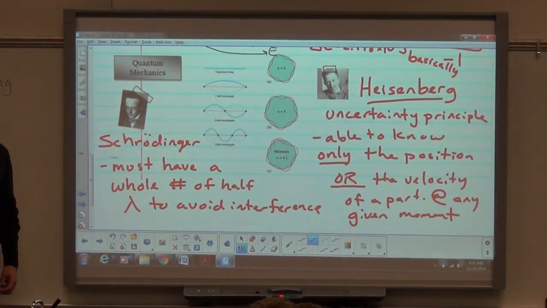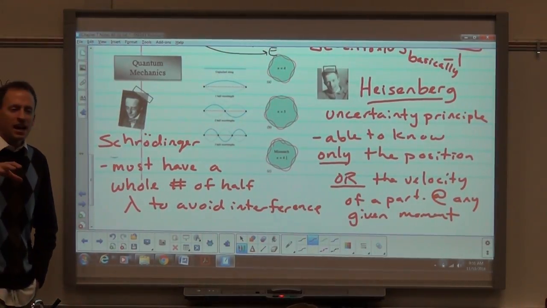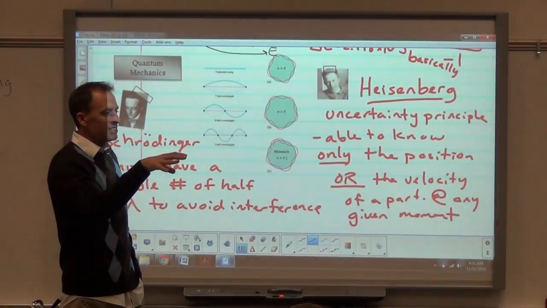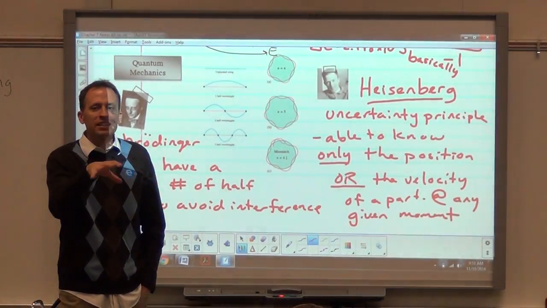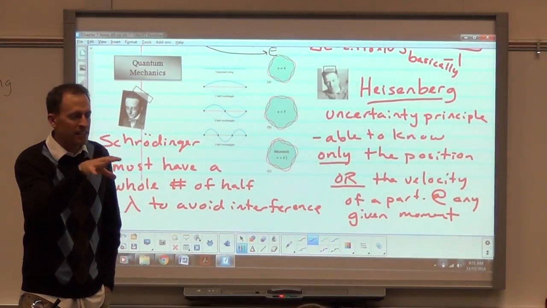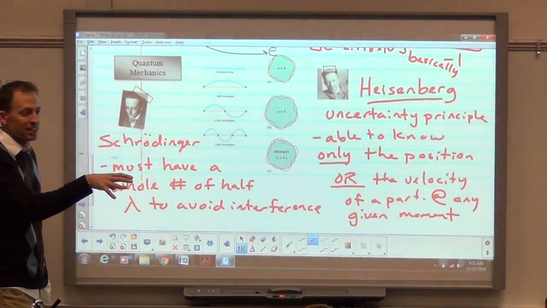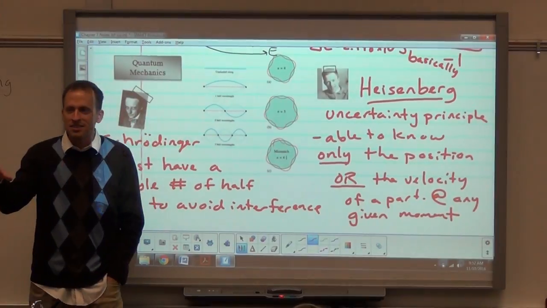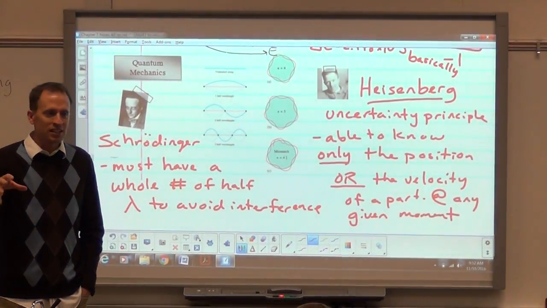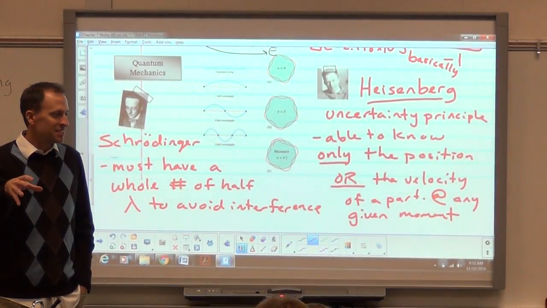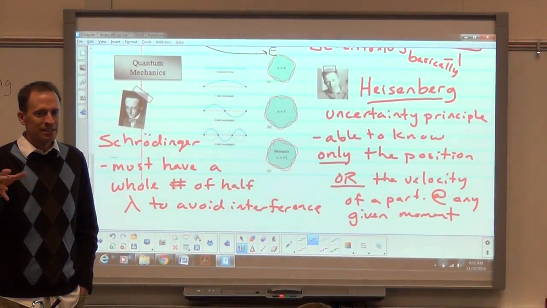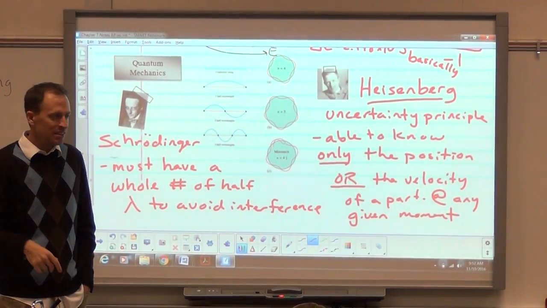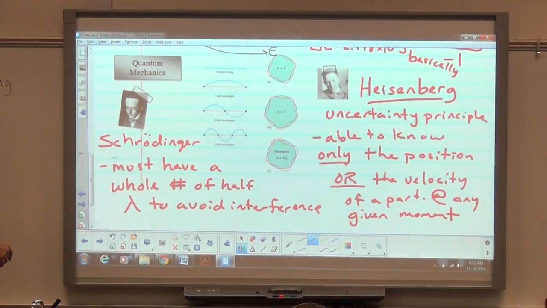So if I locate where the electron is, there's no way that I know exactly how fast it's going, because I know exactly where it is. I can't know how fast it's going and know where that is. If I try to track how fast it's going, I'll never know exactly where it is. I can't know both at the same time. And that's what Heisenberg brings to the table.